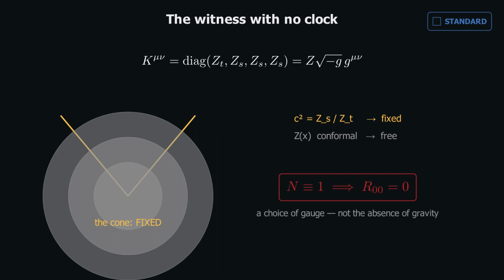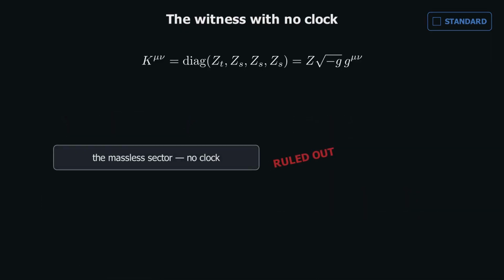So the recurring result of chapters 7 through 9 is not the absence of gravity. It is a choice of gauge. A massless field has no rest frequency and no proper clock, so it is constitutionally unable to tell a fast region from a slow one. This part is standard physics, the conformal invariance of a massless scalar. Finally read correctly. The witness could not have seen the crime, so find a witness that carries a clock.